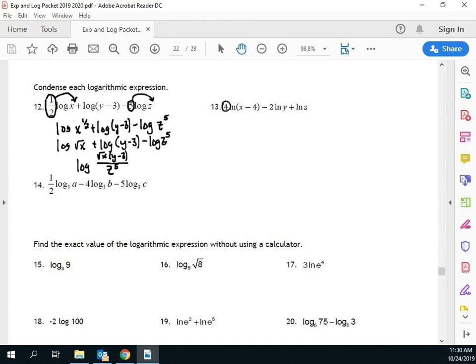All right, so let's go ahead. Same thing for number 3. Take all your coefficients, make them exponents. So natural log of x minus 4 to the 4 minus natural log of y squared plus natural log of z. And they've kind of tricked you in a little way here in the fact that what is going to be on top, guys? The first and last one. And what's your denominator?